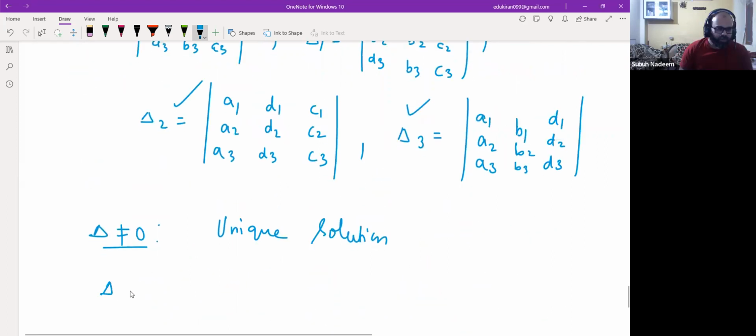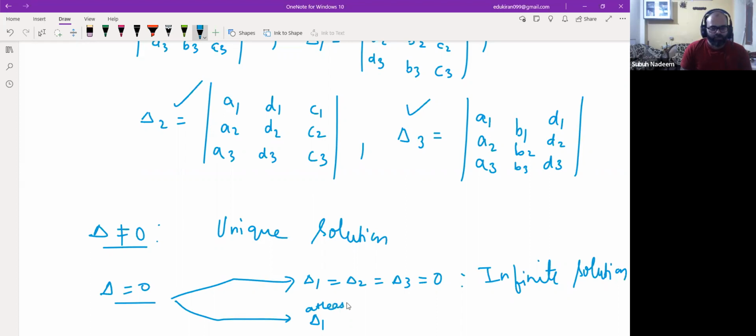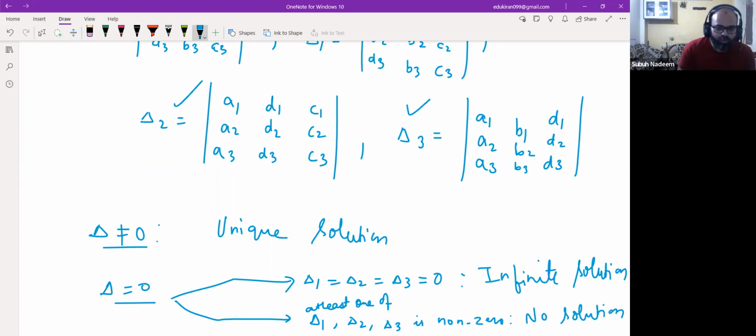If delta is equal to zero, then there are two cases. One case is if delta 1, delta 2, delta 3 are also zero, that is, numerator and denominator are zero everywhere, then we say it has infinite solutions. And if the denominator is zero but the numerator is non-zero somewhere, that means at least one of delta 1, delta 2, delta 3 is non-zero, then you can't get a solution, because a non-zero finite value divided by zero is not defined. So we have to remember this in Cramer's rule.